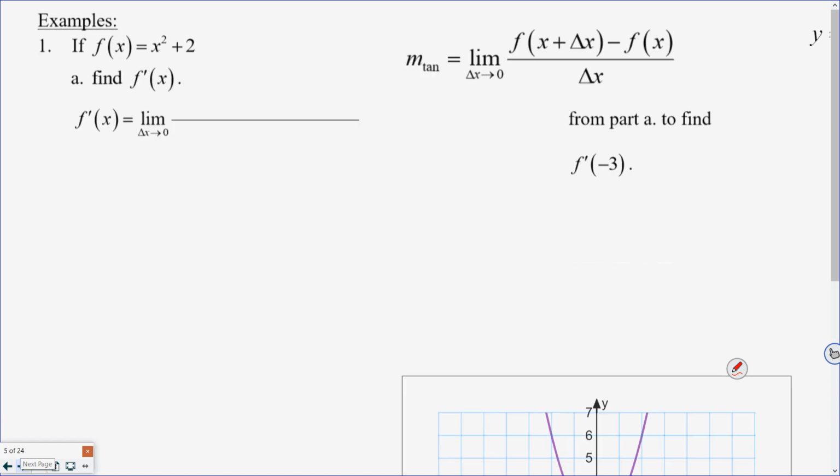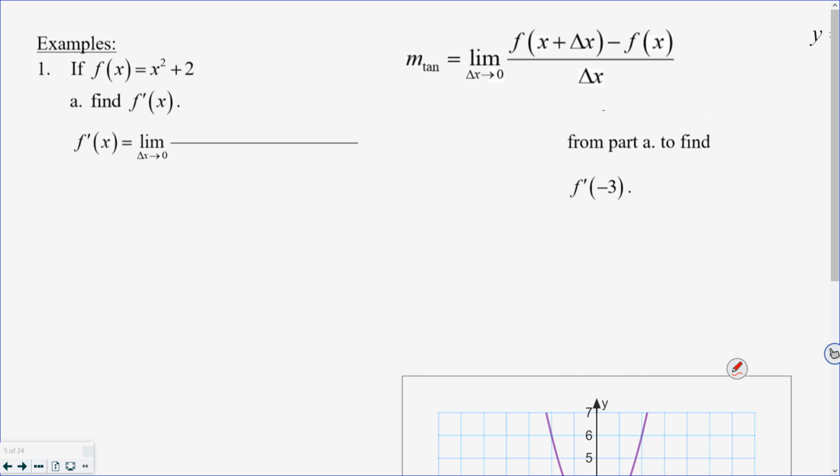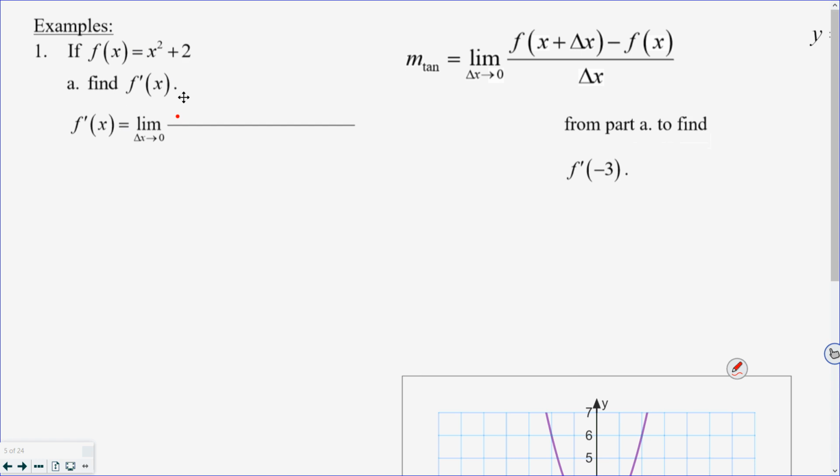Okay, let's find our first derivative. It says if f of x equals x squared plus 2, find f prime of x, which again means find the derivative. So we'll set up our formula. The formula is the limit as delta x approaches 0 of f of x plus delta x minus f of x, all over delta x.